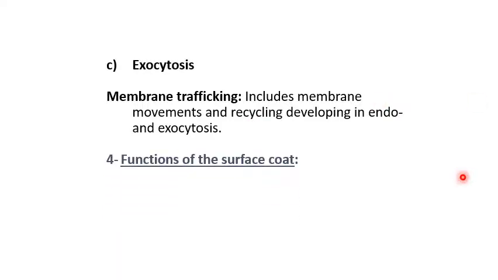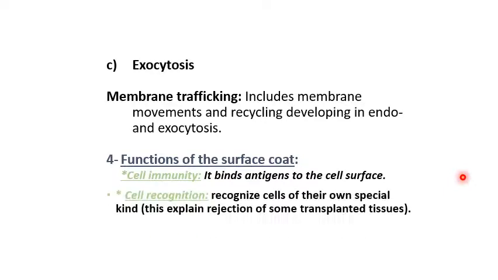Okay. The first function of the cell membrane is transport. We have three types of transport: passive, active, and bulk transport. Then we have the function of the surface coat, which is the glycolipid and glycoprotein, or the glycocalyx. First, it contains receptors, so it's important for selective permeability. The other function is cell immunity, as it binds antigens to the cell surface.